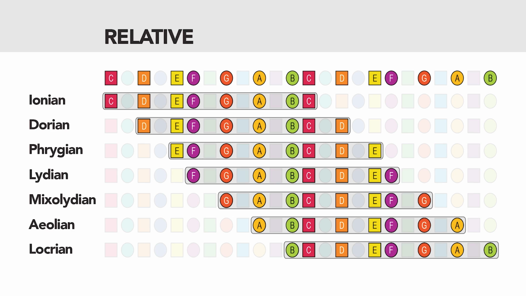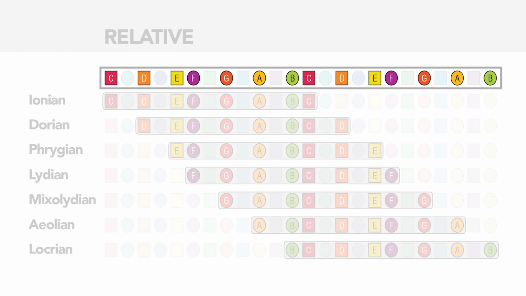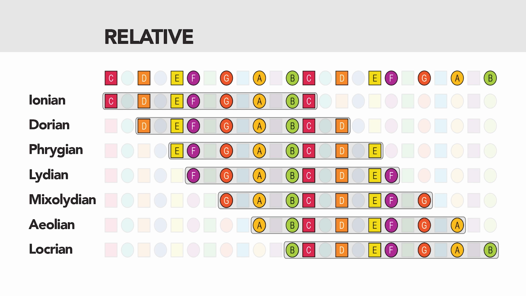Starting with relative modes in a table format like this, we have Ionian, Dorian, Phrygian, Lydian, Mixolydian, Aeolian, and Locrian. So 7 different modes. And in this example, they're in the key of C, where they're all based on the C major scale. The Ionian mode is the C major scale itself. C, D, E, F, G, A, B, C.